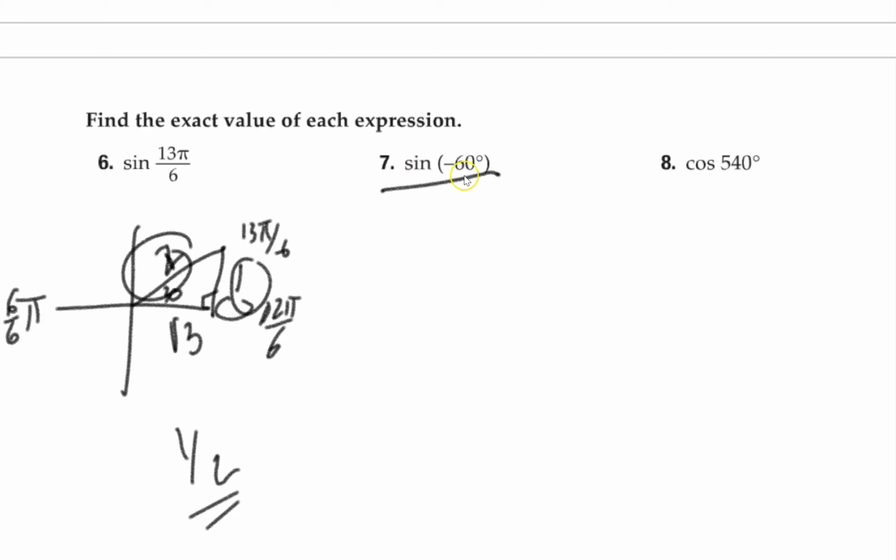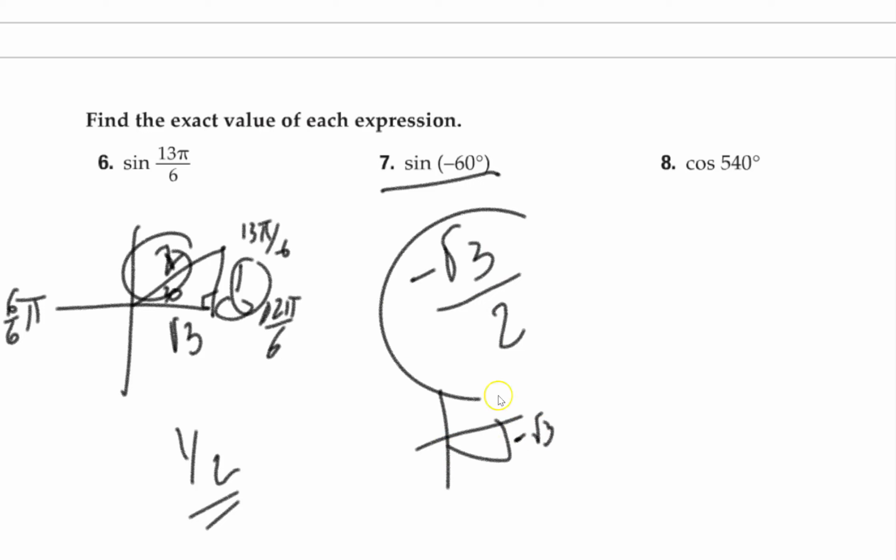Like this one, sine of negative 60. So in your head, you kind of go, wait, it's 60. What's opposite 60? √3. Hypotenuse is 2. And then since it's negative, that means you're going down. So negative √3/2. You kind of draw in your head. Or look at the table in your head.